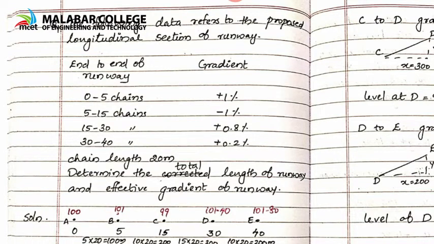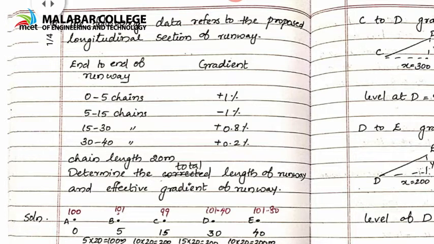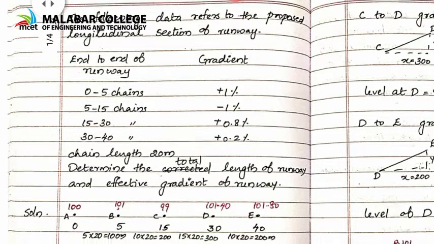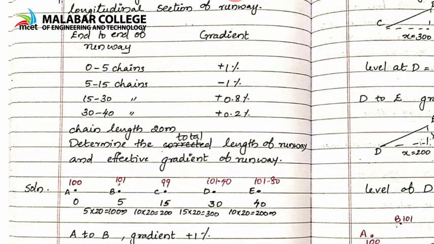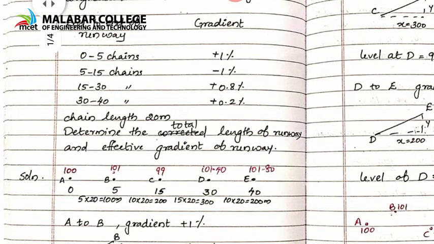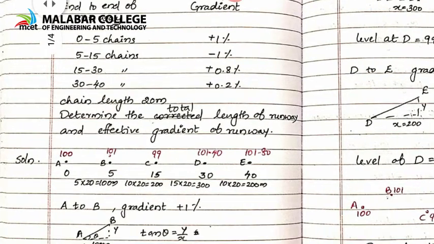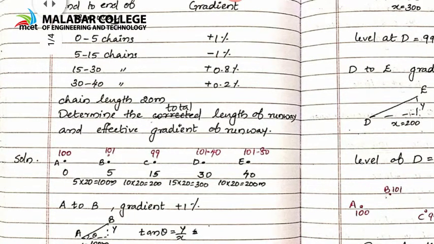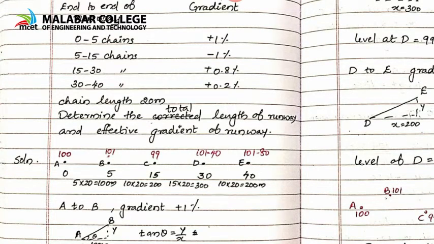The given points are chain lengths and gradient. The chain length is also given, 20 meter. We consider the 5 points A, B, C, D, E. A to B is 0 to 5 chain distance. B to C, 5 to 15 chain distance. C to D, 15 to 30 chain difference. Then D to E, 30 to 40 chains difference. Then we calculate the chain length in meter. A to B, 5 minus 0, 5 chains into 20 meter. That is, chain length is 20 meter.